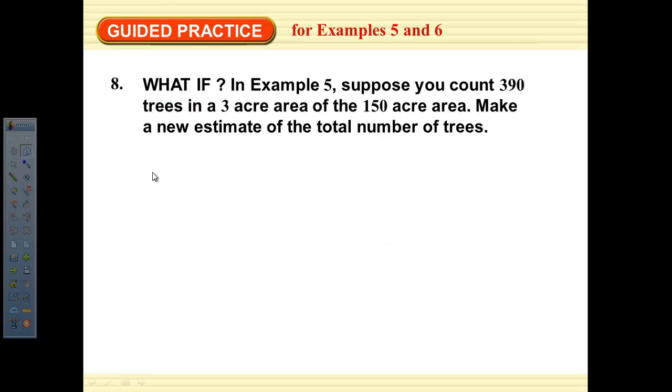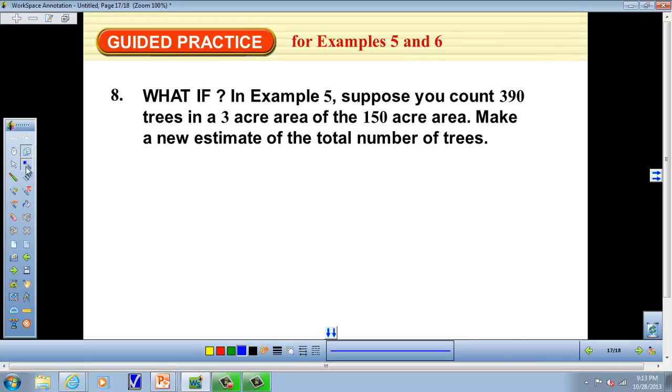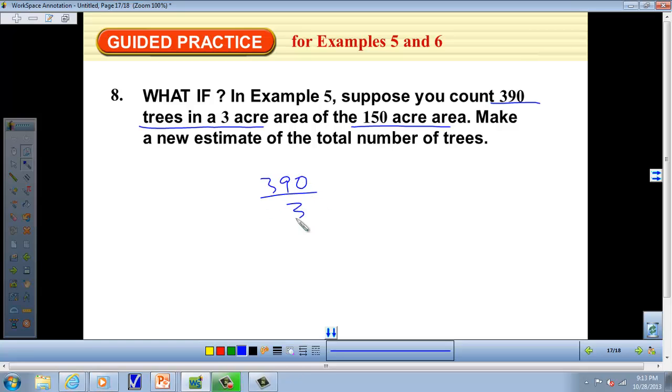Here's that same problem where we had the trees and the acres. This time it's 390 trees in 3 acres, and we want to again know how many in 150 acres. So this time we're going to have 390 over 3 is equal to x over 150. Remember, solving proportions, we cross multiply. We're going to multiply these two together, and we're going to multiply these two together. That gives us 3x on one side. Multiplying the other two together, 390 times 150, I get 58,500.